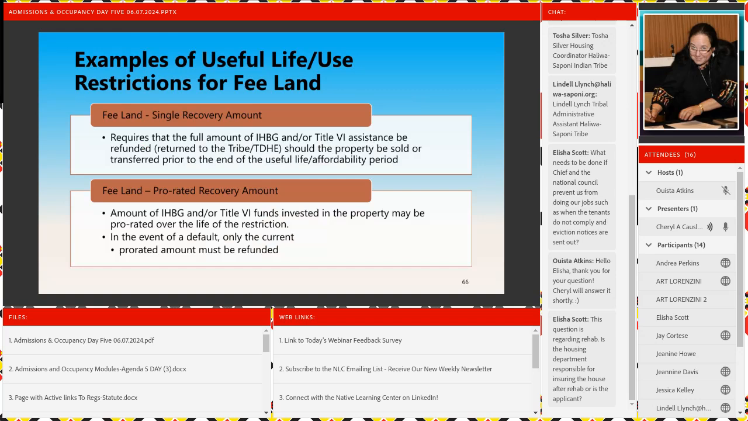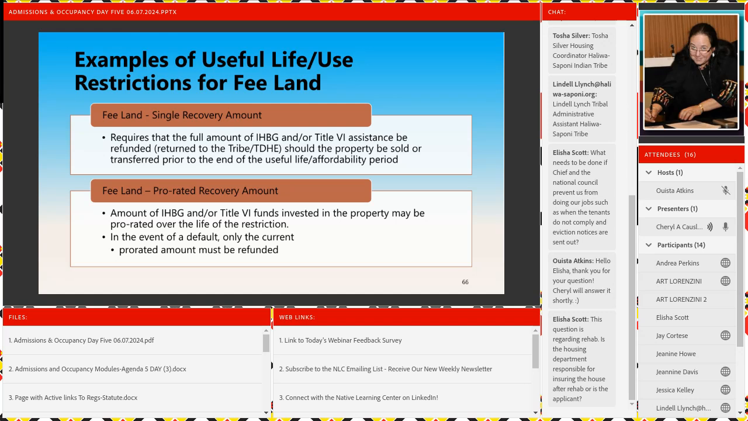So the decisions you have to make, first of all, you have to decide your period. Okay, it's got to be listed in the IHP. IHP has to be approved. Then you have to decide, are you going to have a single recovery amount or a prorated amount? What does that mean? Well, if it's $10,000 and it's a 10-year period and you're in your 9th year and you have a single recovery amount, well, then you would owe the housing authority back, if you sold that house to a non-low income Native person, all $10,000.